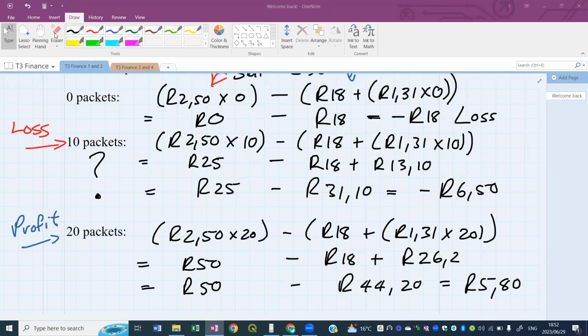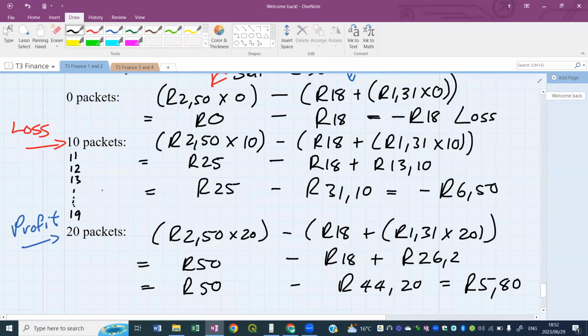Well, it's not easy to tell unless we do a lot of calculations, right? We'd have to do calculations for 11, 12, 13, all the way down to 19 and 20. We'd have to do all those calculations. Okay, if you want to, you can go work it out. You can do all those calculations and you'd find one of those numbers where you would start to make profit.